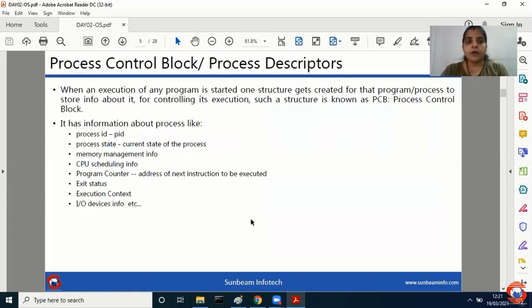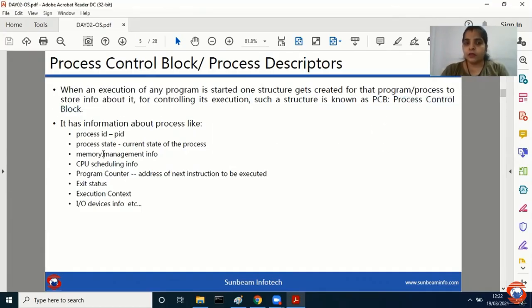Next, when you create any program, in that case one structure gets created for that program. That structure is called as process control block, which is also called as process descriptor. So when an execution of any program is started, one structure gets created for that program and process to store information about it. Maybe for controlling its execution, such a structure is known as PCB. PCB is process control block.